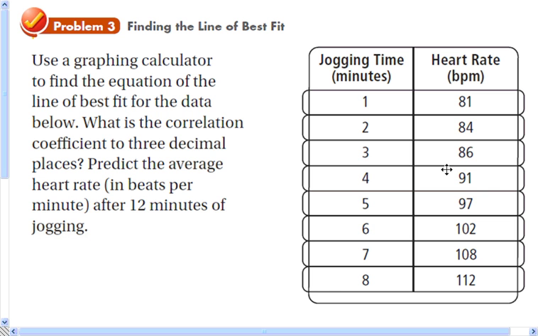So here's our data. We have our heart rate and our jogging time. And notice as the jogging time goes up, the heart rate goes up. So it's an increasing relationship. It's a positive correlation, it looks like. And we're going to try and model that by using a graphing calculator.